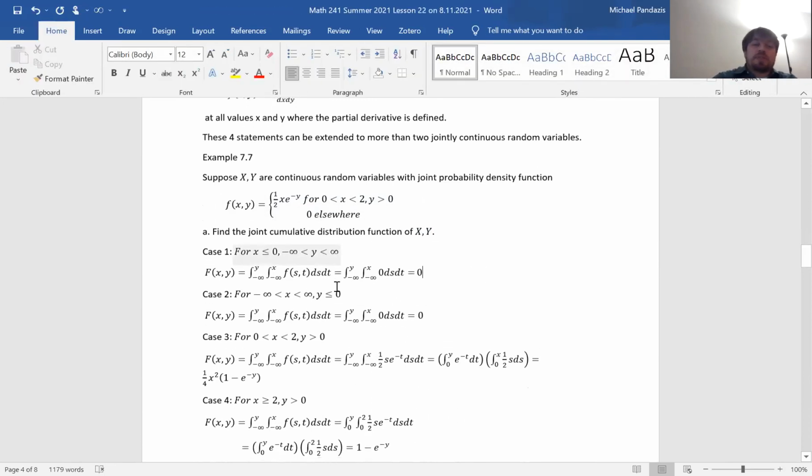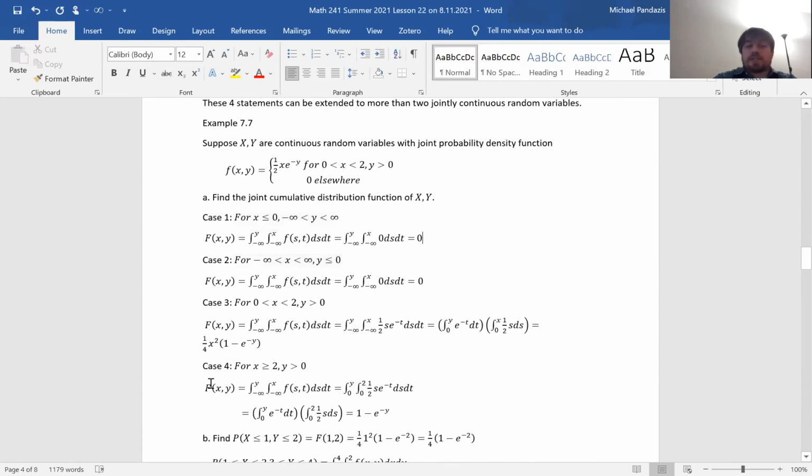So we're going to split this up into 4 cases. For each case, we're going to find capital F. Case 1 is for x less than or equal to 0 and any y. If x is less than or equal to 0 and y is anything, then capital F of x comma y, you have the double integral here.